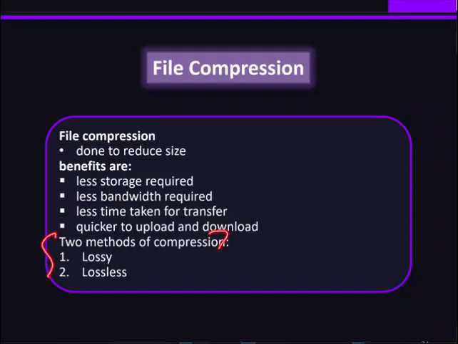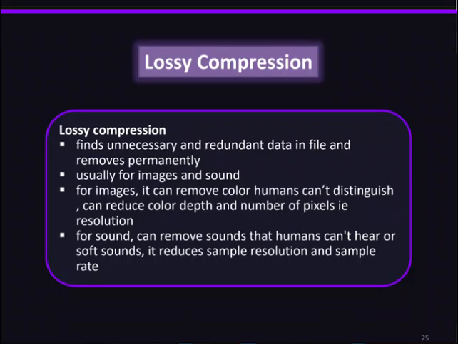Then two methods are over here: lossy and lossless compression. In lossy compression, you find unnecessary and redundant data and remove it permanently. It is usually used for images and sound. For images, it can remove colors humans cannot distinguish and reduce color depth and resolution. For sound, it can remove sounds humans cannot hear or soft sounds. It reduces sample resolution and sample rate. Just read it from the book or from my notes.